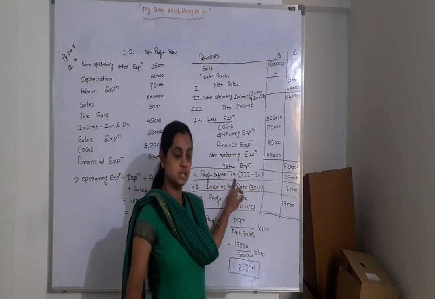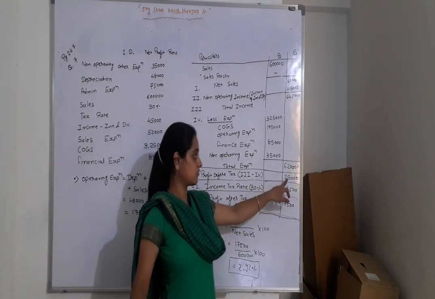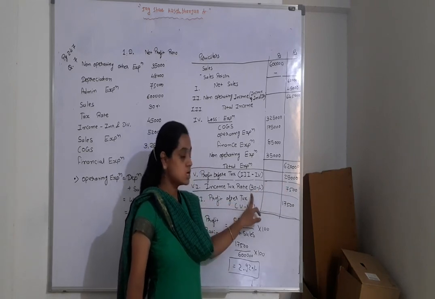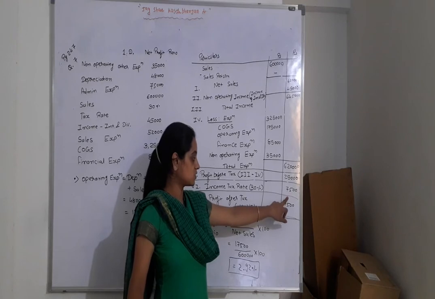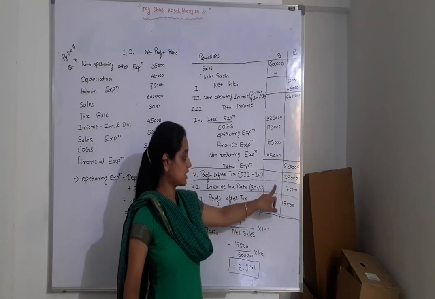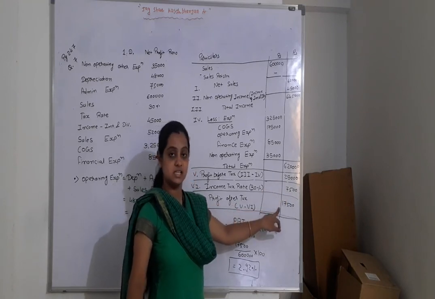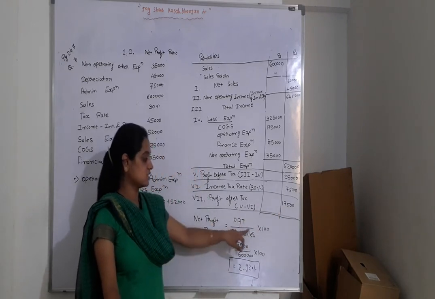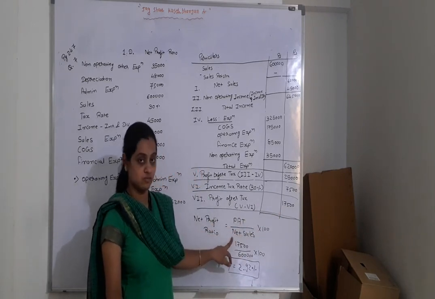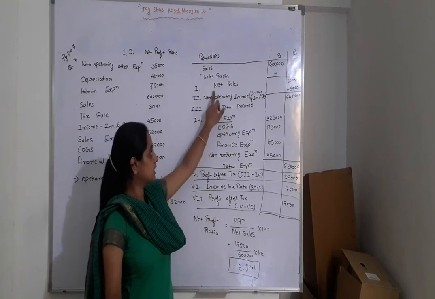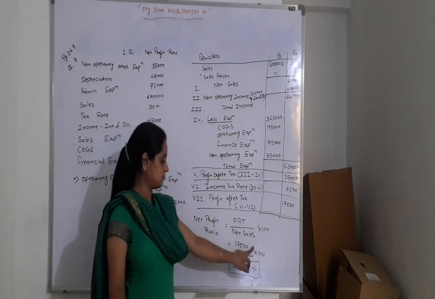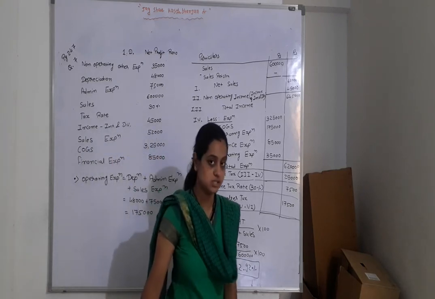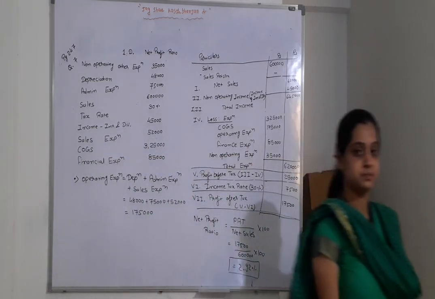Now we have to deduct income tax from that. So 25,000 and tax rate is 30%. So 25,000's 30% is 7,500. So 25,000 minus 7,500, that is profit after tax 17,500. Then PAT upon net sales into 100. PAT is 17,500 to net sales is 6 lakh into 100. That means our net profit ratio is 2.92%. Okay, write it down.